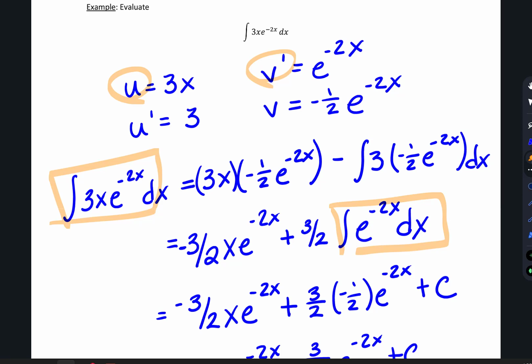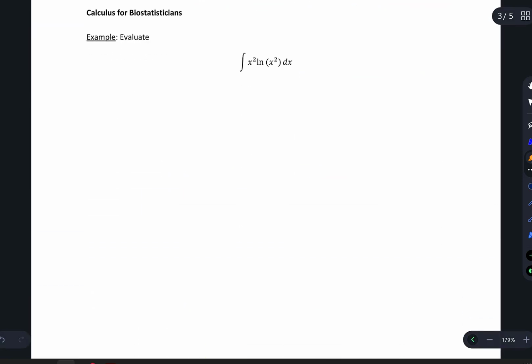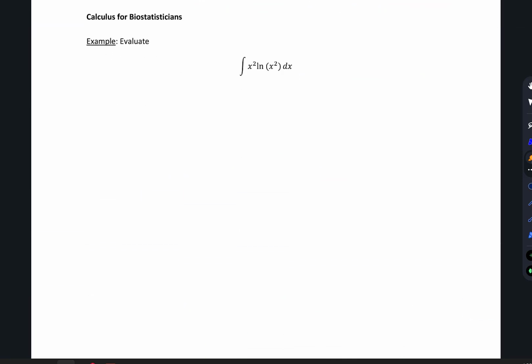Now I will say, typically if you're working with e to the power of something, that is usually going to be the v prime. But again, it's going to depend on what you're working with, so don't be afraid of some trial and error here. Typically when I work with integrals like this, I'm almost always working on scratch paper first, because I realize it might take me a couple tries to realize how exactly I want to apply the integration by parts. All right, let's look at another example here.